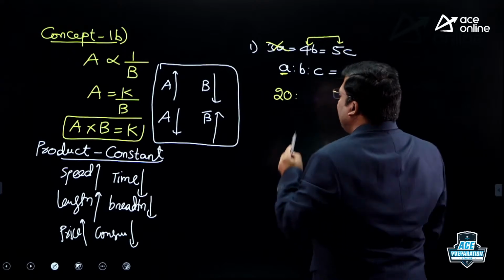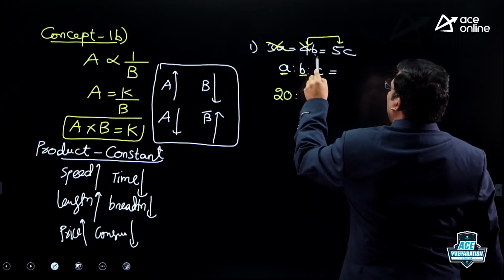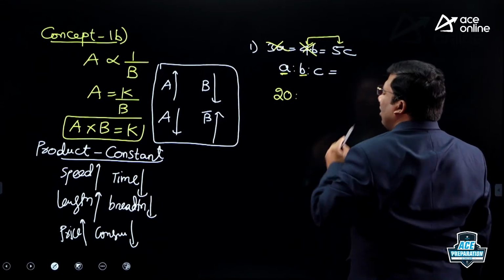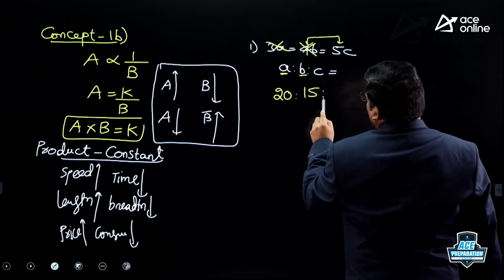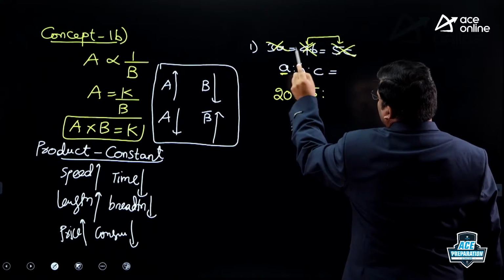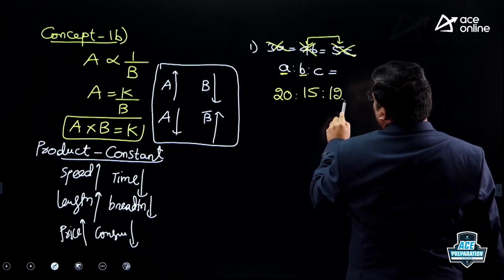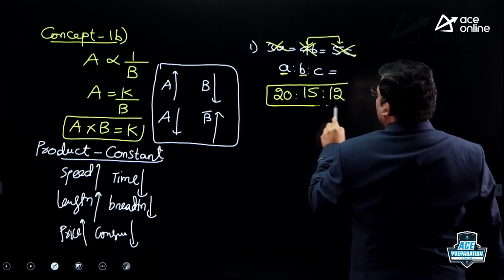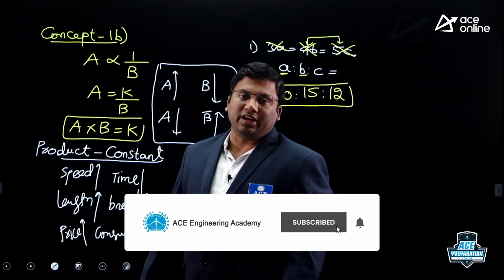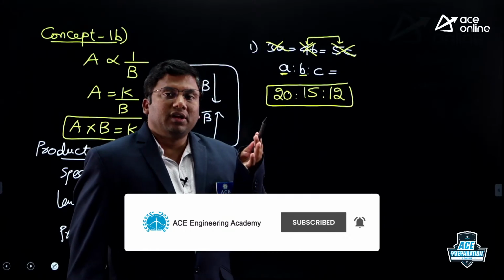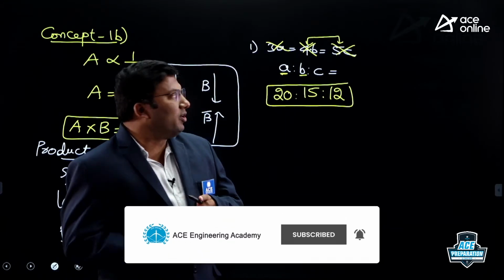Next is B. If I want B, close B, multiply all the remaining coefficients. 3 5s are 15. If I want C, close C, multiply all the remaining coefficients. 3 4s are 12. Whatever variable that you require, close that variable, multiply all the remaining coefficients.